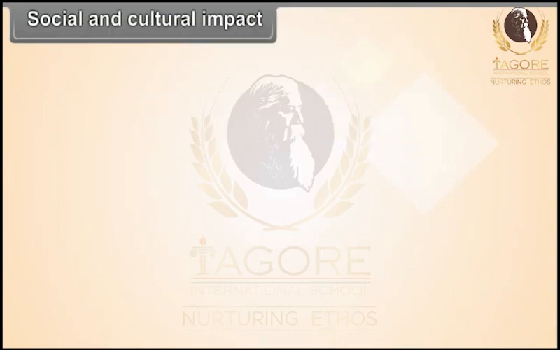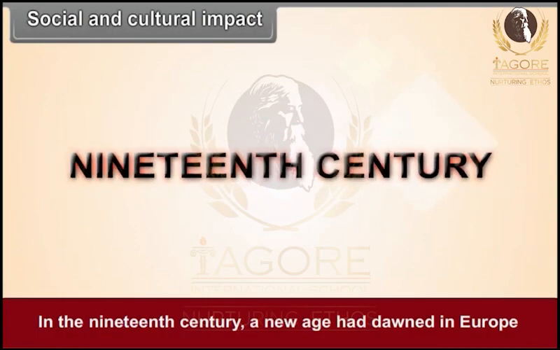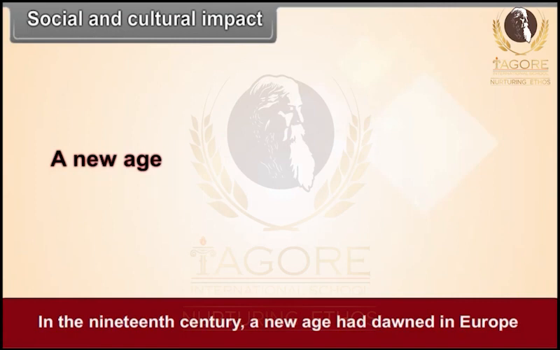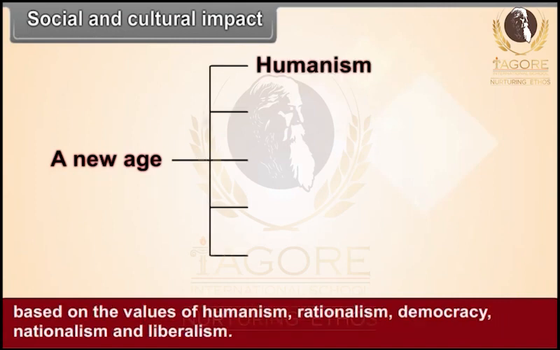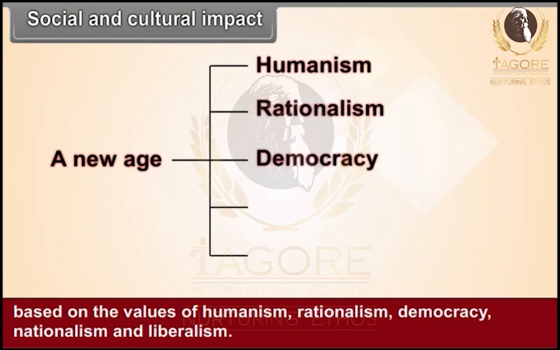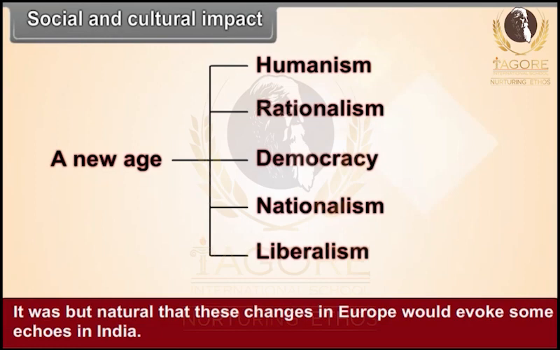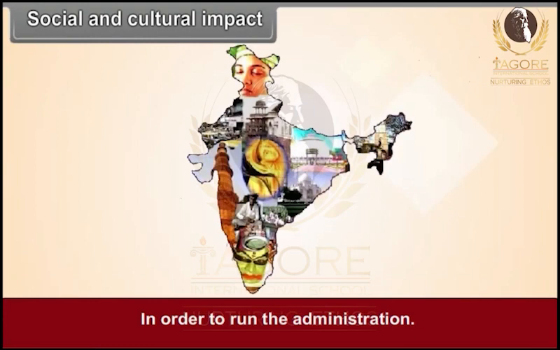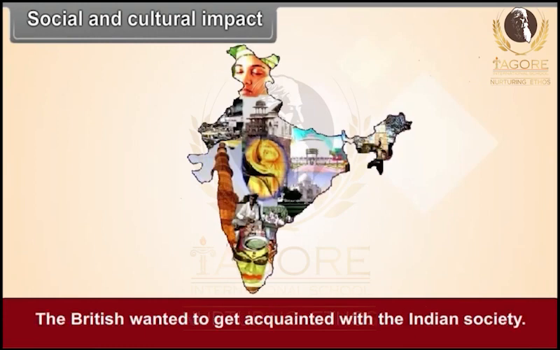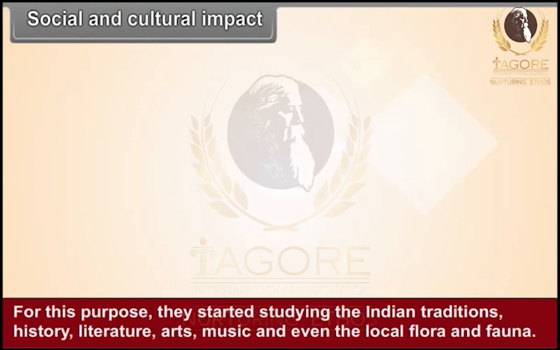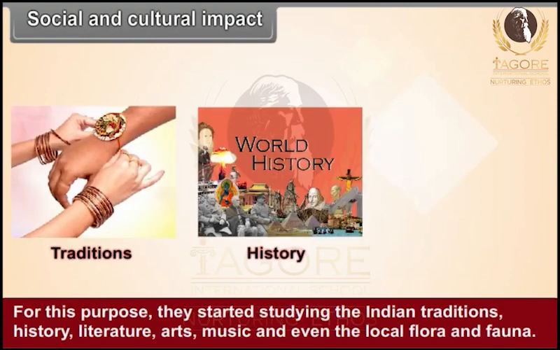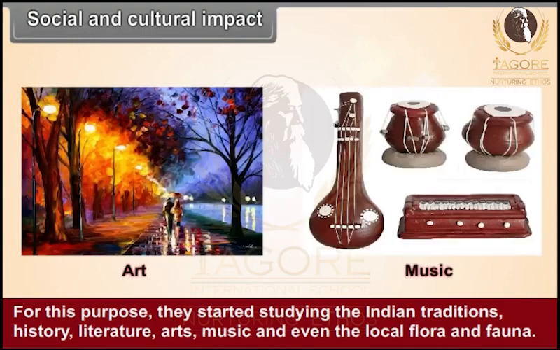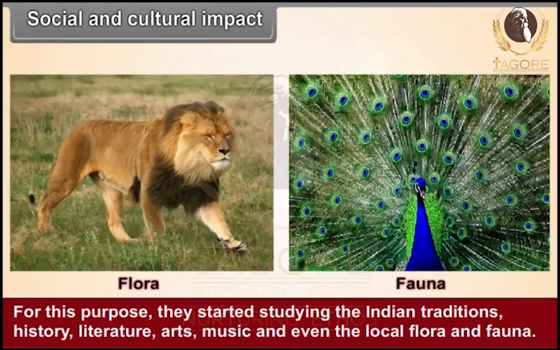Social and cultural impact. In the 19th century, a new age had dawned in Europe based on the values of humanism, rationalism, democracy, nationalism and liberalism. It was but natural that these changes in Europe would evoke some echoes in India. In order to run the administration, the British wanted to get acquainted with the Indian society. For this purpose, they started studying the Indian traditions, history, literature, arts, music and even the local flora and fauna.